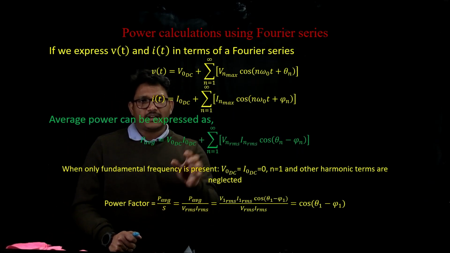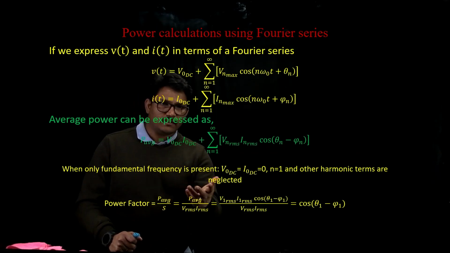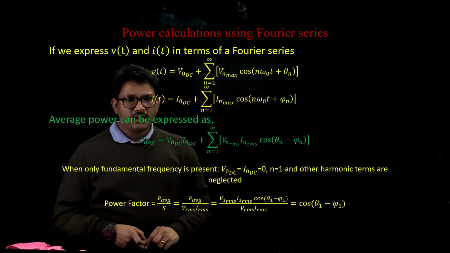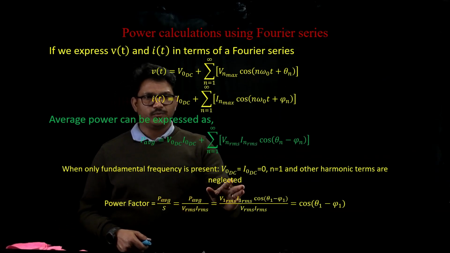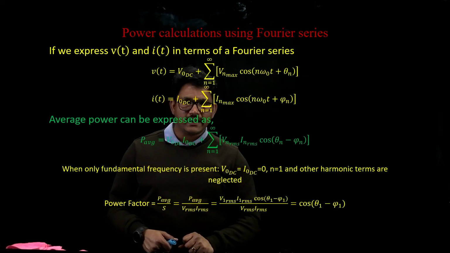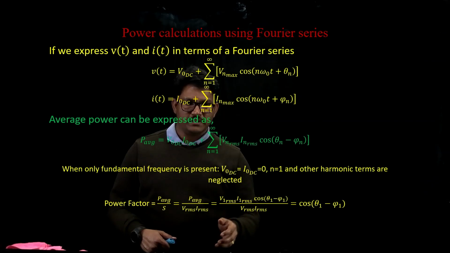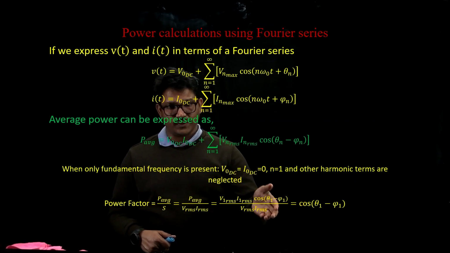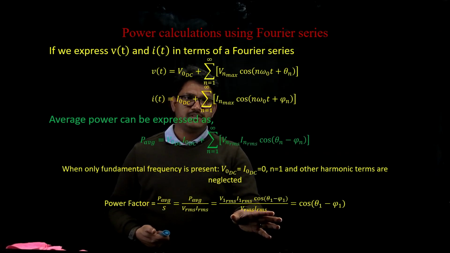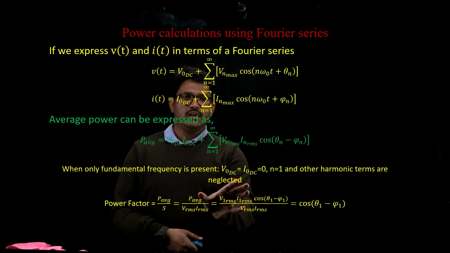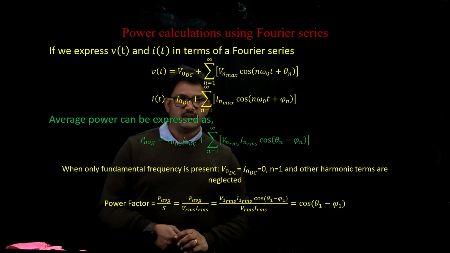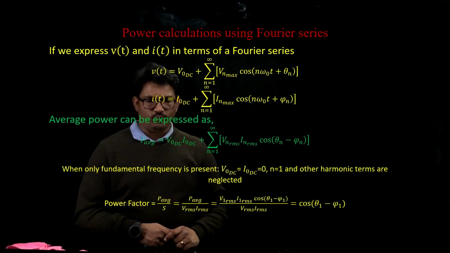But in this particular case, where we consider that there are no DC voltage and current components, and no harmonic voltage and current components, the average power that we have is nothing but V1 RMS and I1 RMS cos of that phase angle difference. And S is nothing but VRMS and IRMS. Both will be exactly the same as the fundamentals because we don't have DC and we don't have harmonics. So the total voltage RMS and total current RMS will cancel out with the fundamental voltage and current terms. Then we'll have the power factor as cos of theta 1 minus phi 1.